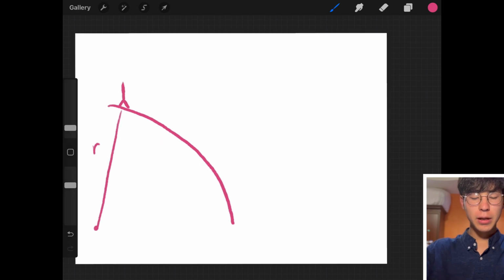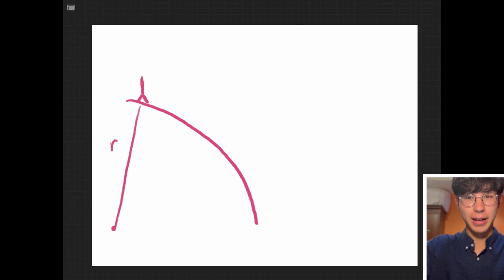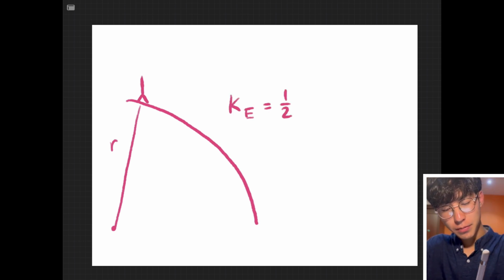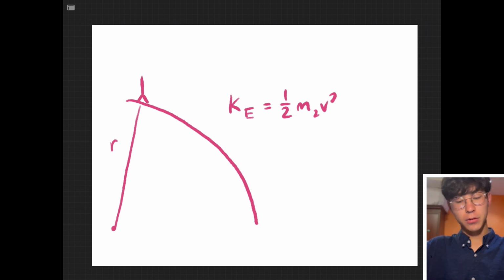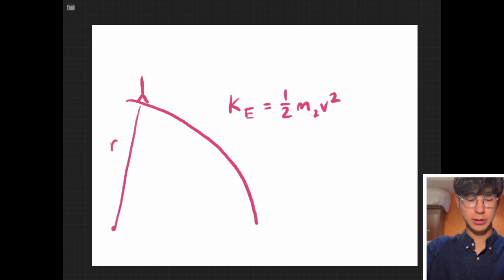So let's assume that we launched the rocket. So now it's going to have kinetic energy, and we calculate kinetic energy by this formula. So m subscript 2 is the mass of the rocket, v is the speed of the rocket.